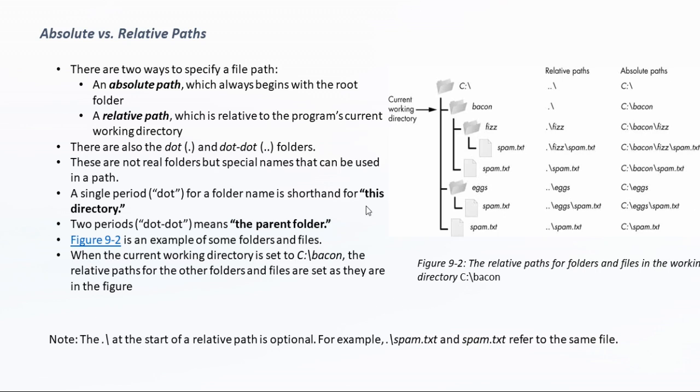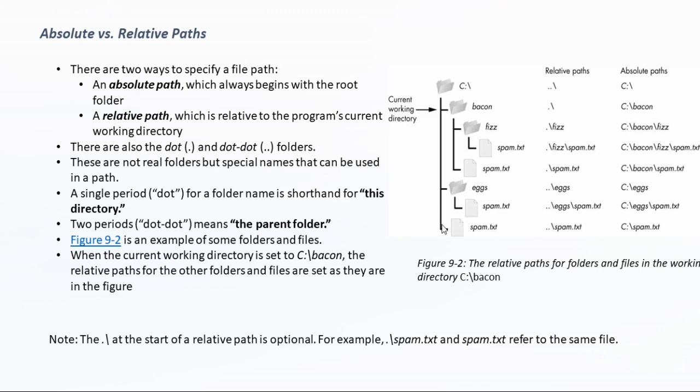It's very important that you try to understand the difference between absolute path and relative path. Now, remember, an absolute path will always begin with a root folder, and a relative path is related to the program's current working directory. So it's very clear: an absolute path comes from the root folder.